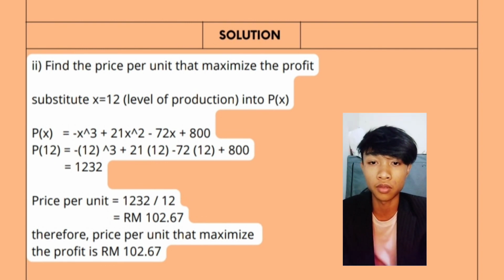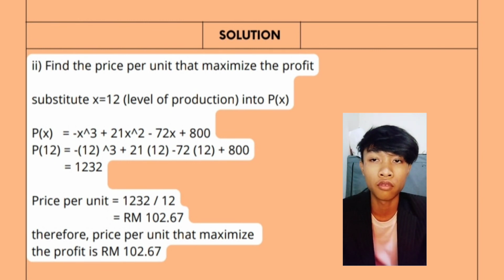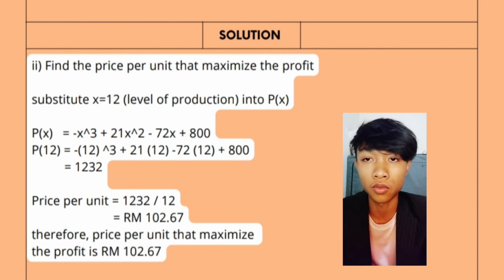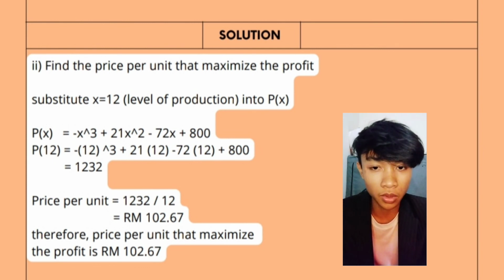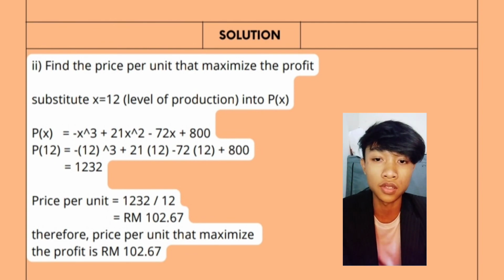How do we find the price per unit? We need to divide 1,232 by 12, and we get the final answer, which is 102.67. Therefore, the price per unit that maximizes the profit is 102 ringgit and 67 cents.